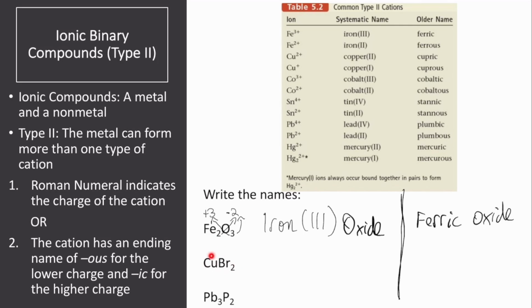The next one is copper and bromine 2. So again, we find the charges, +2 for copper and -1 for bromine. Okay, so it would be copper II bromide. And writing it the second way, so copper 2+ is the higher charge of the two, so it would be cupric. Cupric bromide.